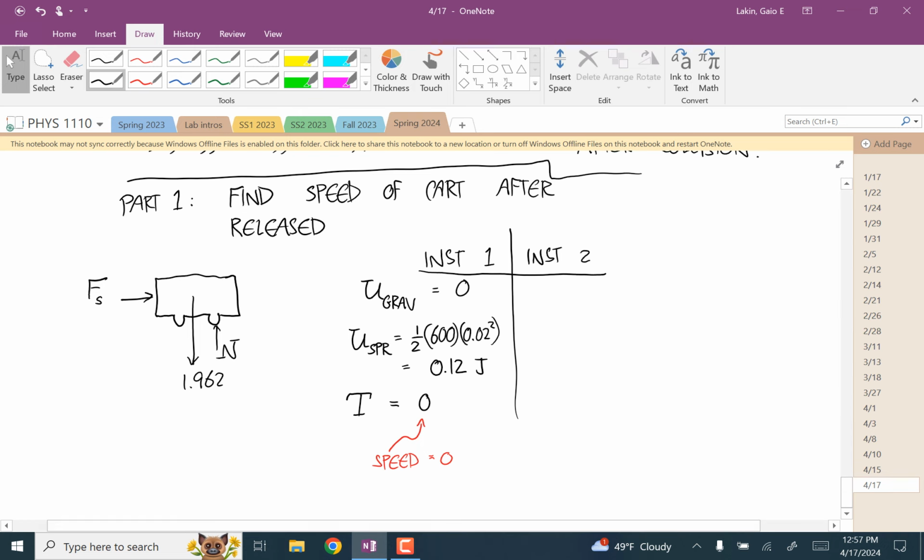Then at instant 2, we've released the spring. The gravitational potential energy is still 0. The spring potential energy is 0, since it's not even touching the spring anymore, so we don't have to worry about that. And the kinetic energy is 1/2 times 0.2 times V squared, and so that is 0.1 V squared.